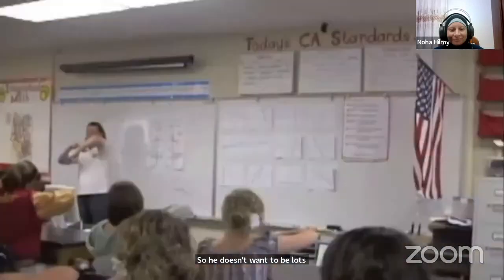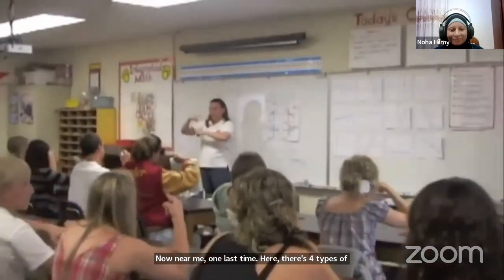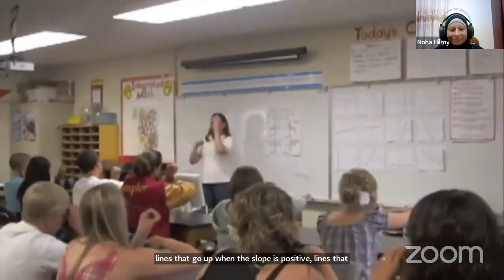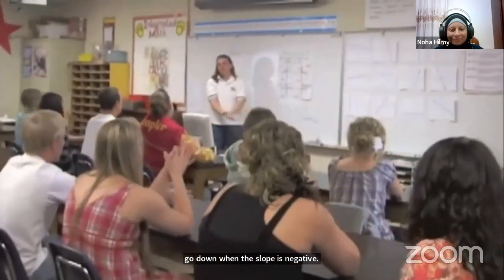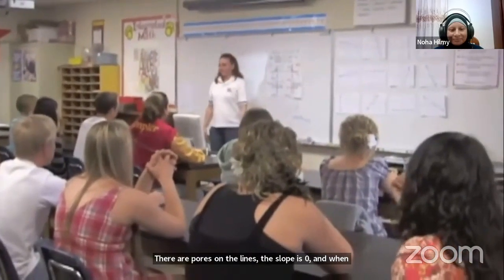There's four types of lines. Lines that go up, when the slope is positive. Lines that go down, when the slope is negative. We have horizontal lines, the slope is zero. And when we have a vertical line, Joe falls off. Breaks into so many pieces, he is good.